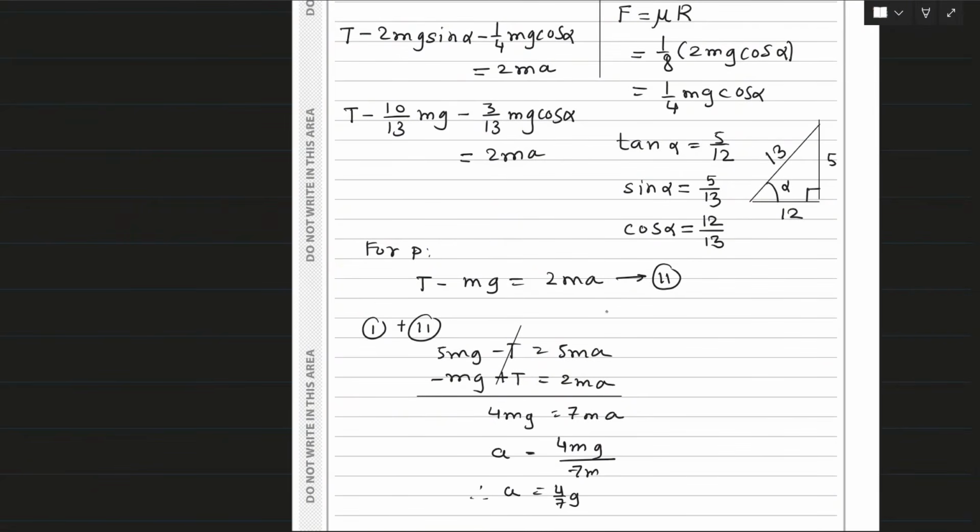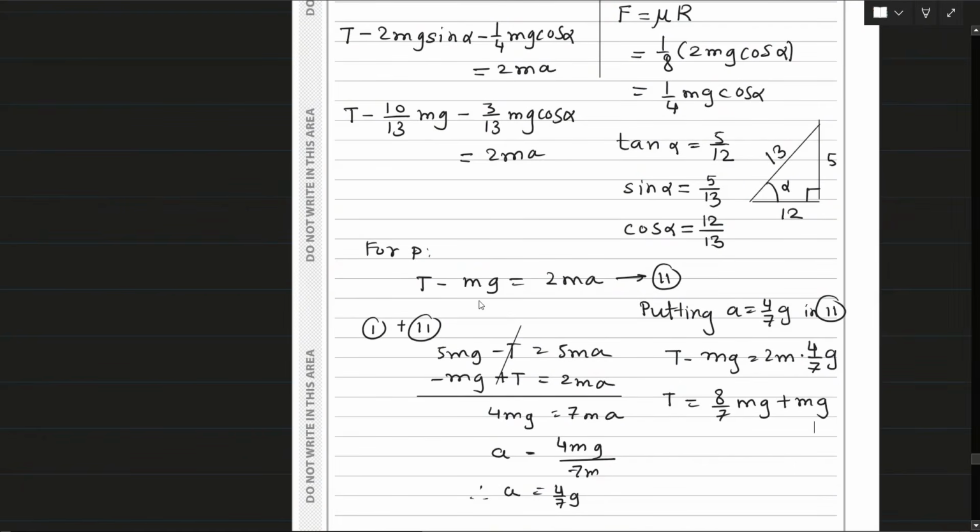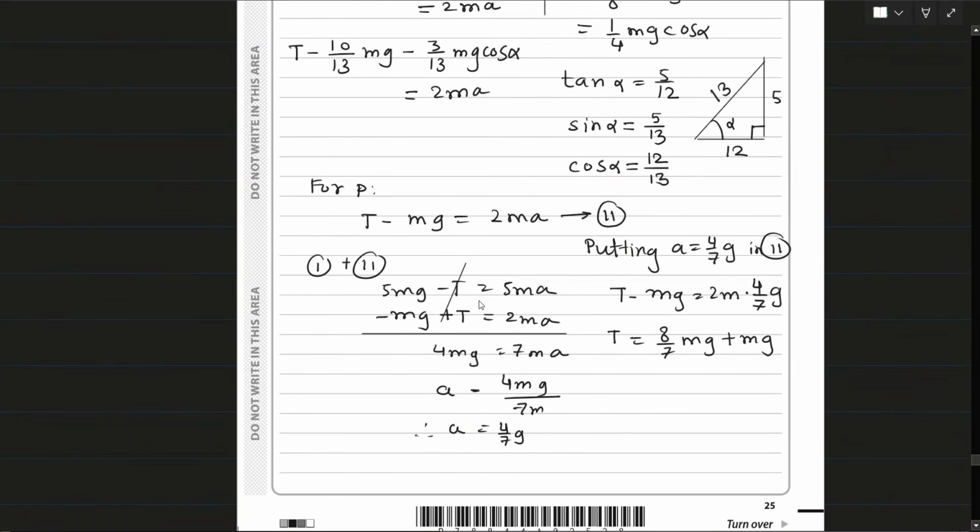Now we can use this value of acceleration and put that into one of our equations. This is the standard process for solving simultaneous equations using the elimination method. So we are going to use this in our equation number 2. So T minus mg is equal to 2m into 4 by 7 g. Instead of acceleration, I'm using 4 by 7 g, and that gives us a value of 8 by 7 mg plus mg, and that simplifies to 15 by 7 mg.